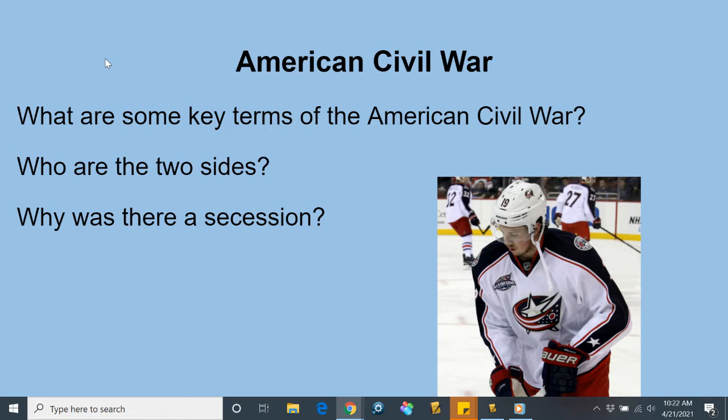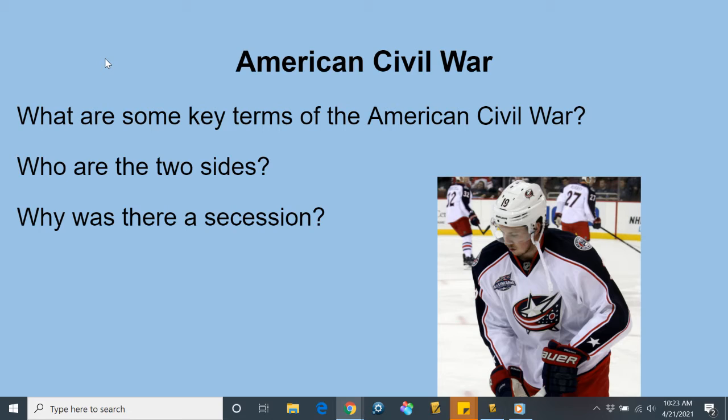Now, question not on your screen, but you may be wondering is, why is there a hockey player? What does that have to do with the Civil War? I'm glad you asked. So the Columbus hockey team is the Blue Jackets. One of their alternate uniforms actually has a cannon on it from the Civil War era as well, and they have cannons in the stadium. Why is all of this true?